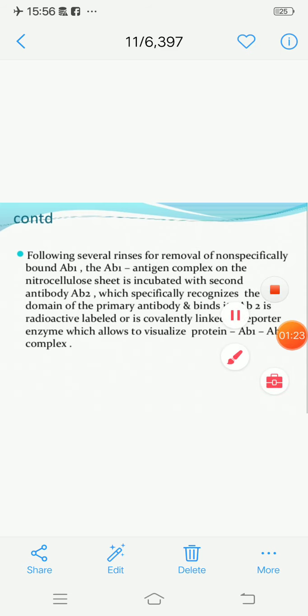The same thing is given over here. Following several rinses for the removal of the non-specifically bound antibody 1, means after binding of antibody 1 you have to rinse it well, the antibody 1 antigen complex on the nitrocellulose sheet is incubated with a second antibody, which recognizes the Fc domain of the primary antibody.